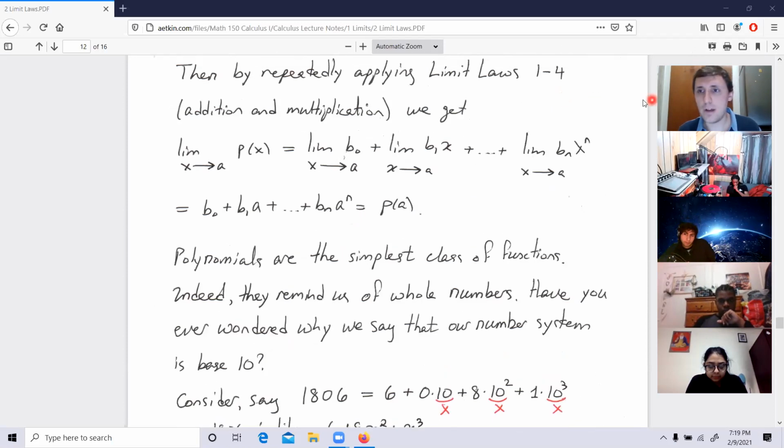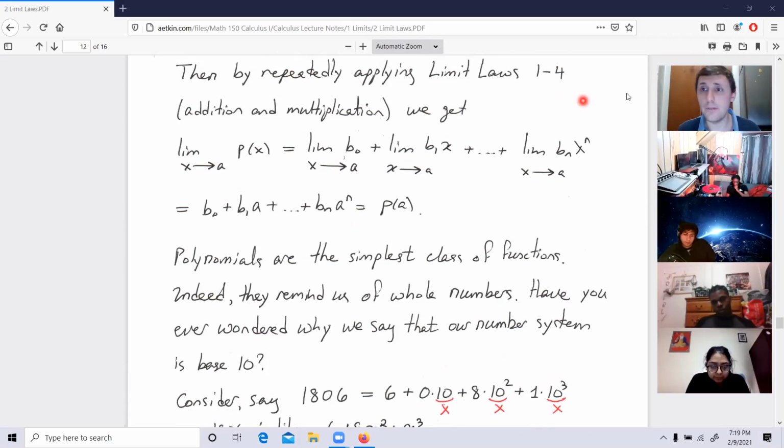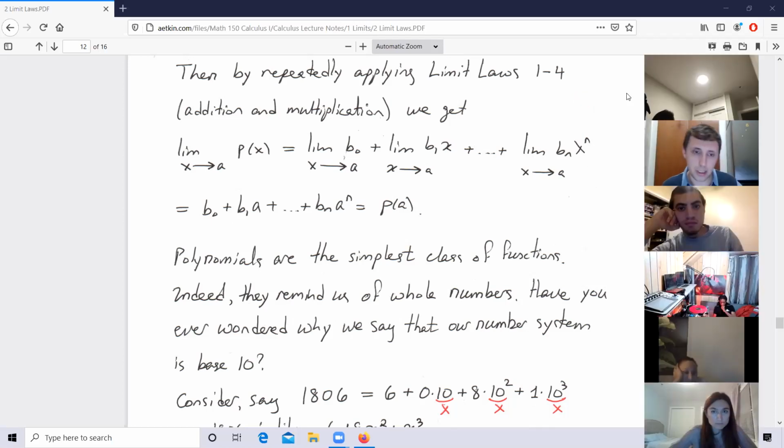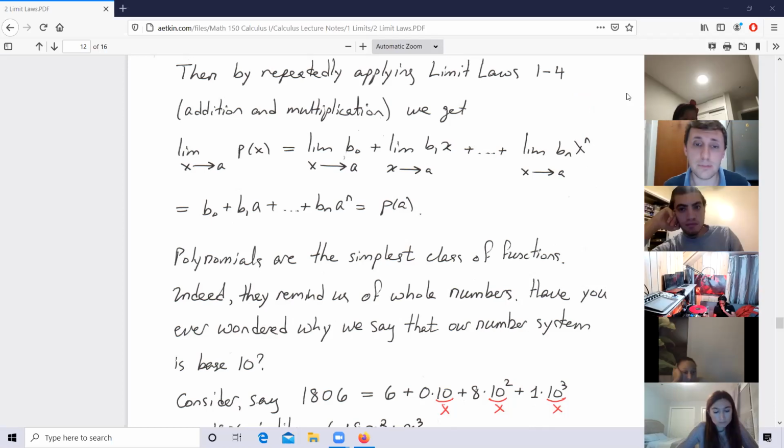Okay, a few more things to say to the topic. So polynomials are very much like integers. They should remind you of whole numbers. They are just as simple as whole numbers. So for instance, guys, we are using a base 10 number system, right? So what is that base 10 number system? Let me show you what it is.